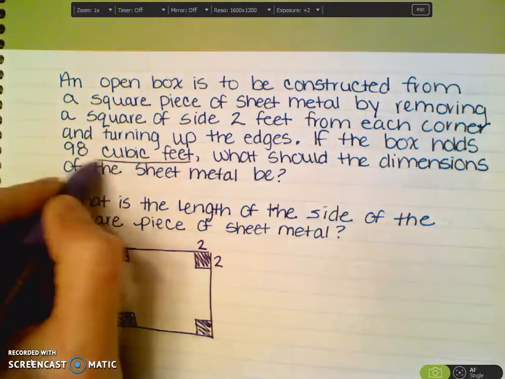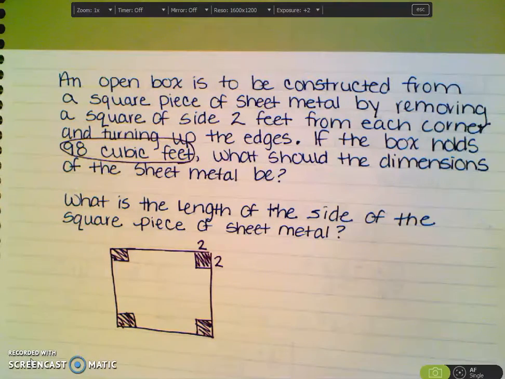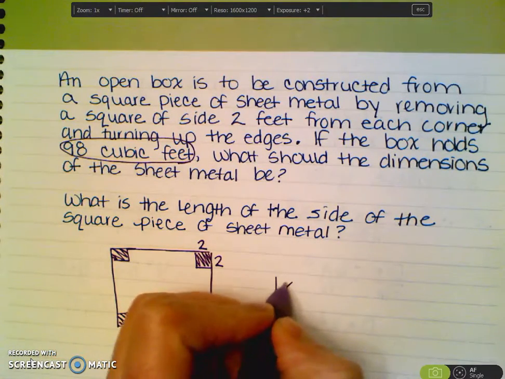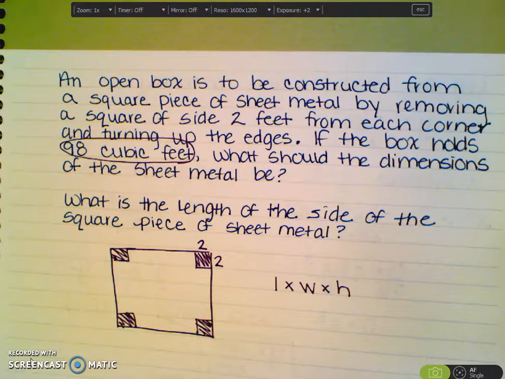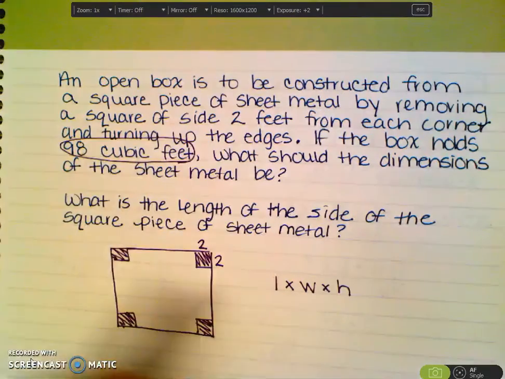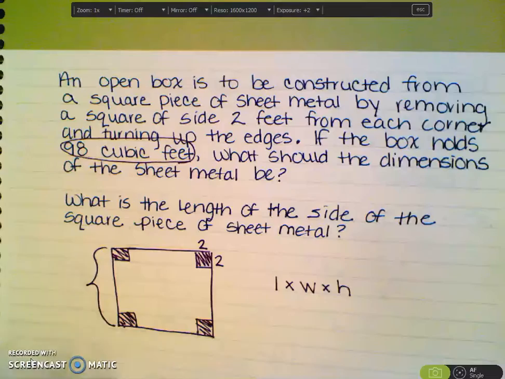it's 98 cubic feet. Cubic feet to me means that it's a volume. So now I know I'm going to have the length times the width times the height of this sheet metal. So those are all the things that I can infer from this problem. The last thing I know is that I'm looking for the length of the side.